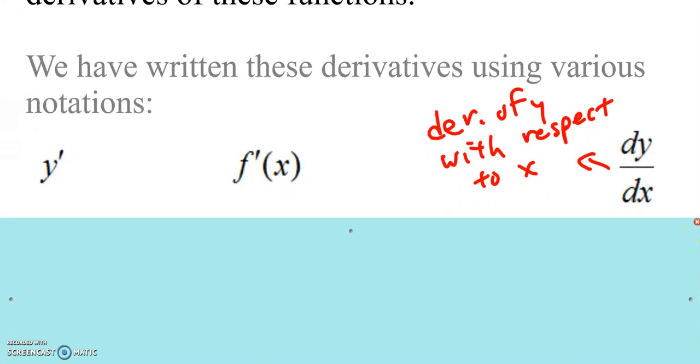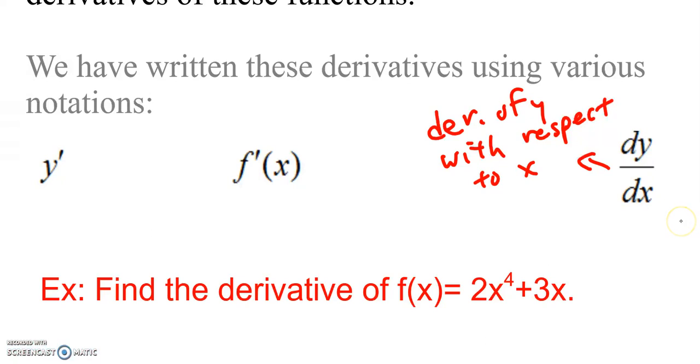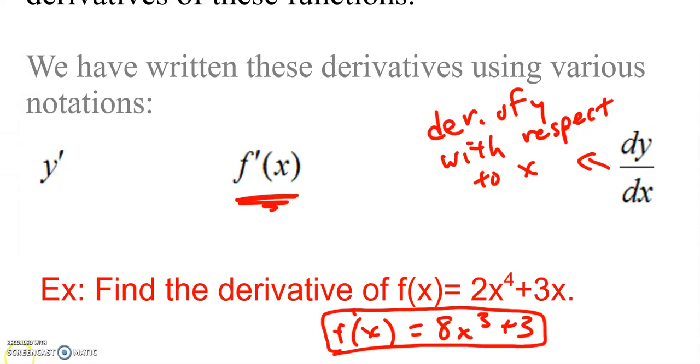When we find the derivative of f of x equals 2x to the fourth plus 3x, I'd like you to go ahead and pause the video, do this, and then check your answer when you're done. And again, we're probably using this notation here that you're a little more familiar with. Again, go ahead and pause. Okay, so you can go ahead and check your answer here.